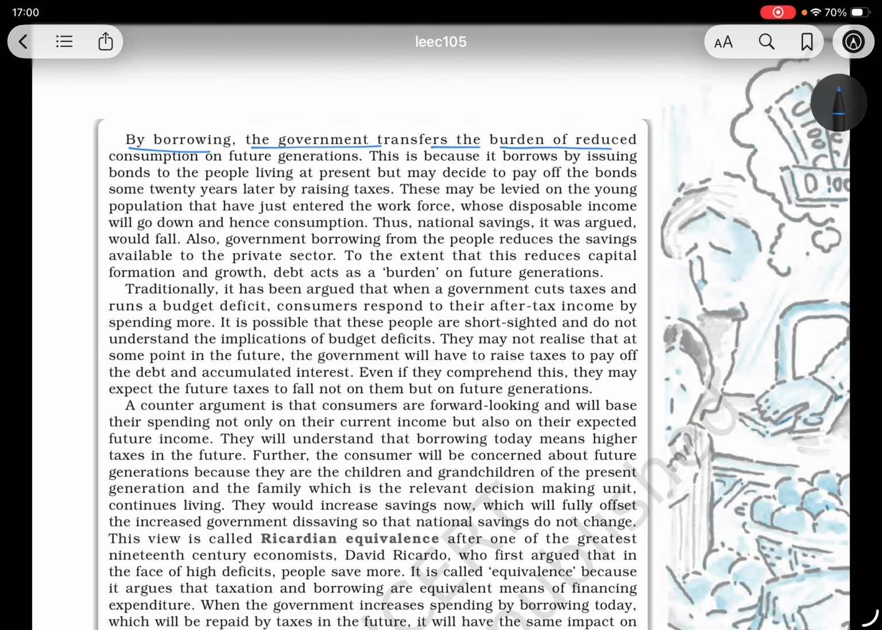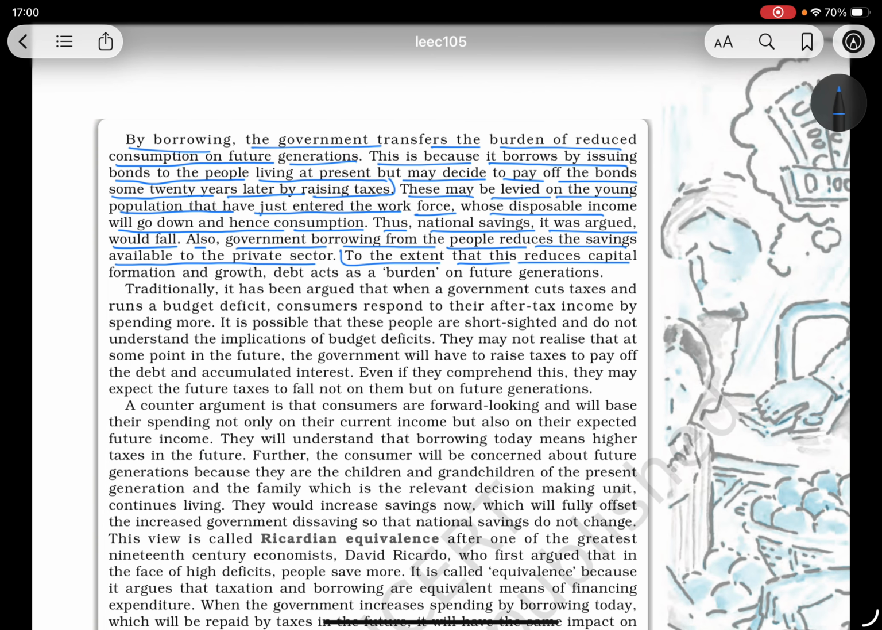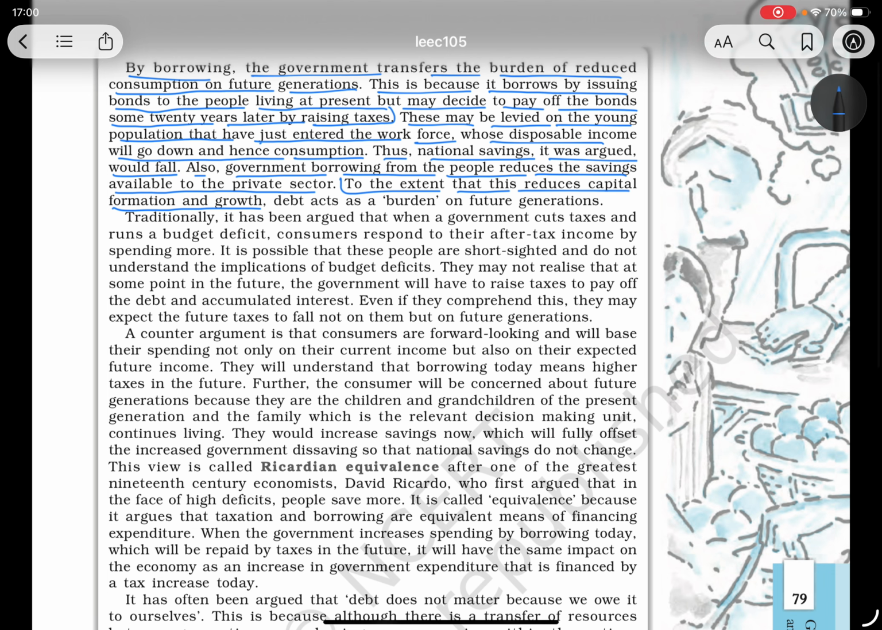By borrowing, the government transfers the burden of reduced consumption onto future generations. This is because it borrows by issuing bonds to the people living at present but may decide to pay off the bonds some 20 years later by raising taxes. These may be levied on the young population that has just entered the workforce, whose disposable income will go down and hence consumption. Thus national savings, it was argued, would fall. Also, government borrowing from the people reduces the savings available to the private sector, to the extent that this reduces capital formation and growth. Debt acts as a burden on future generations.